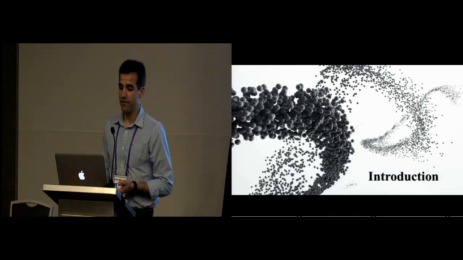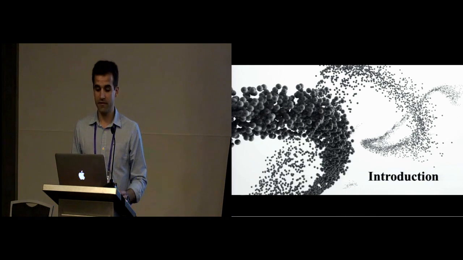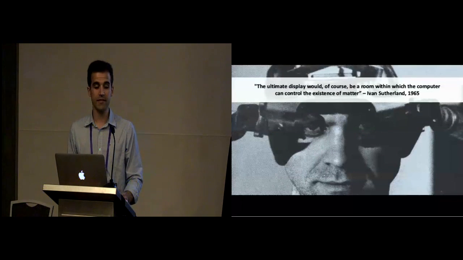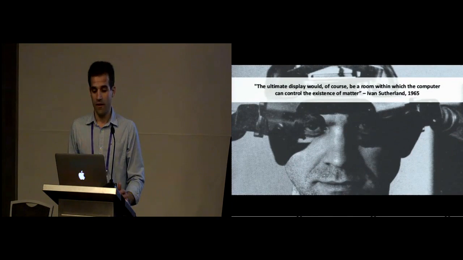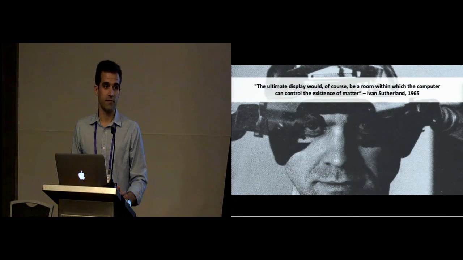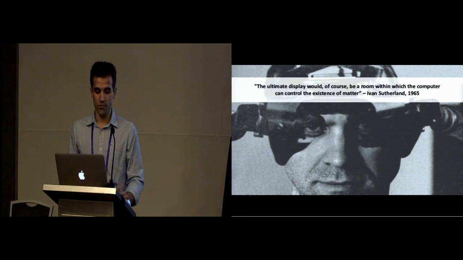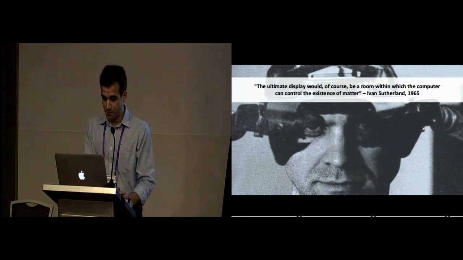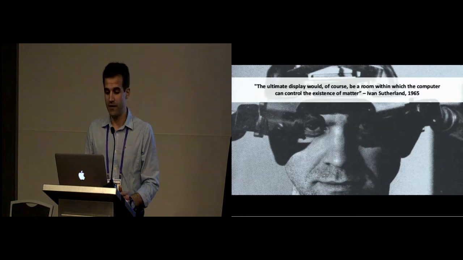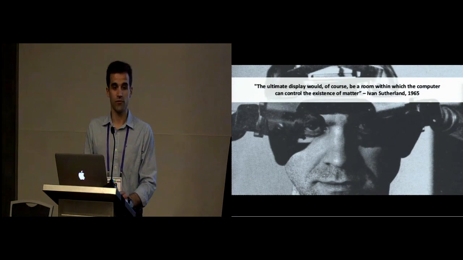So the thought that computer interfaces might someday physically embody user interactions has been around for a very long time. In 1965, Ivan Sutherland envisioned the ultimate display, a room within which a computer can control the existence of matter. For example, a chair in such a room would be good enough to sit in. Handcuffs displayed in such a room would be confining, and a bullet displayed in such a room would be fatal.